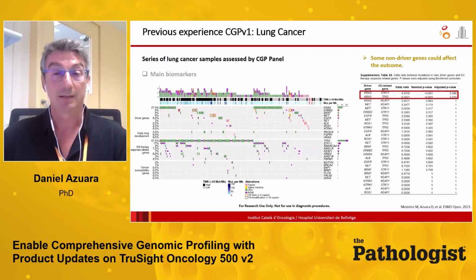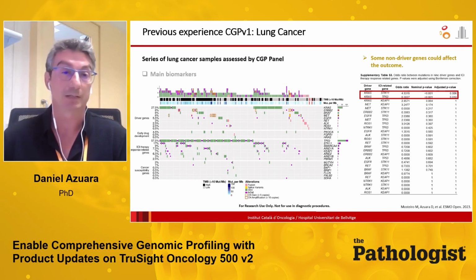An additional advantage of using a broad panel is the ability to consider concurrent mutations in tumor suppressor genes, such as mutations in TP53, STK11, or KEAP1, which are gaining clinical relevance in the context of tumors with KRAS mutations.